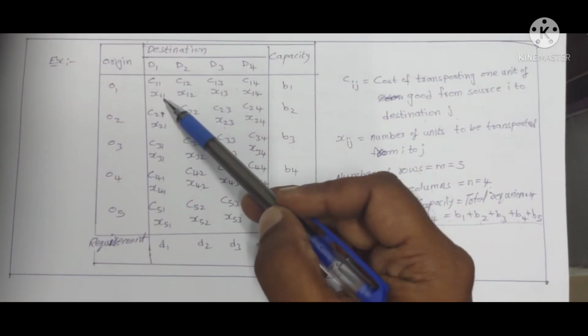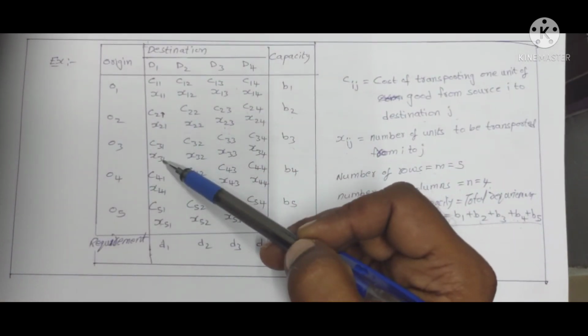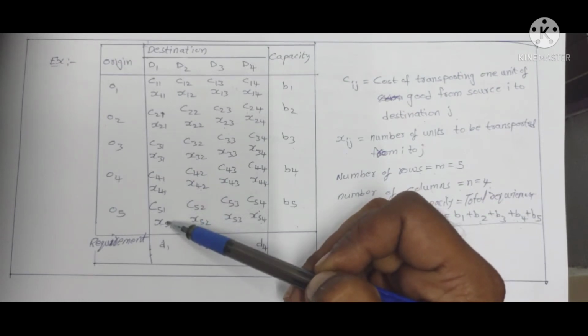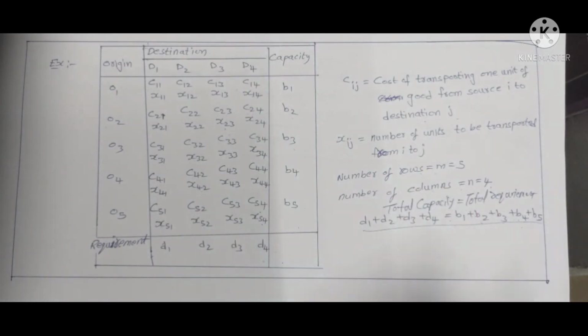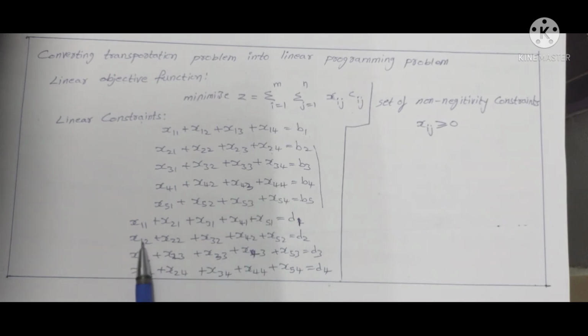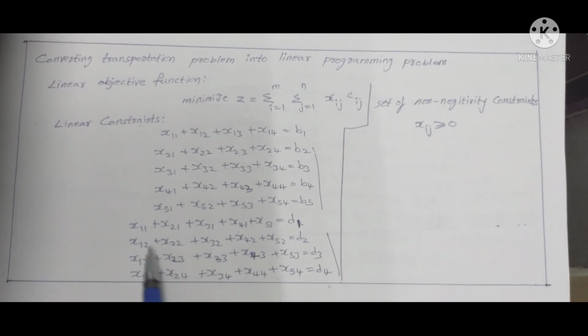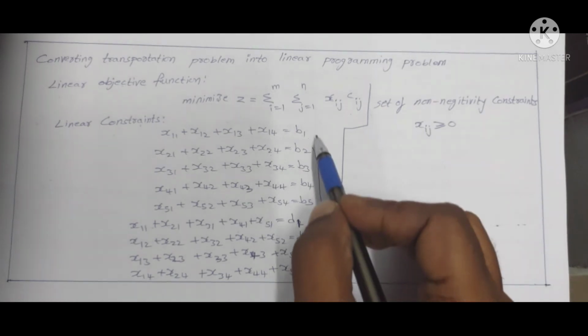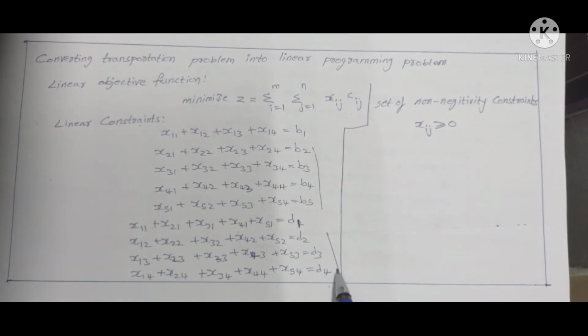Similarly, we have to take the columns in the table. So for the columns, x11 plus x21 plus x31 plus x41 plus x51 is equal to D1. That is written in the next equation: x11 plus x21 plus x31 plus x41 plus x51 is equal to D1. The remaining 3 columns will be written here. Okay? x12 plus x22 plus x32 plus x42 plus x52 is equal to D2. Like this, we can frame a set of equations.